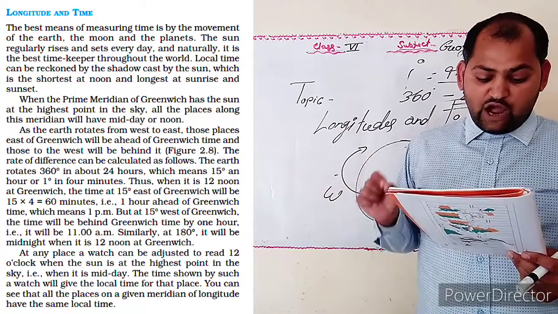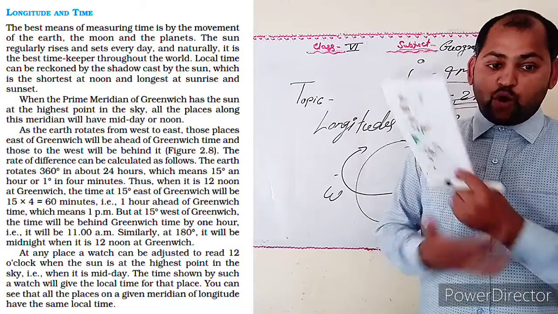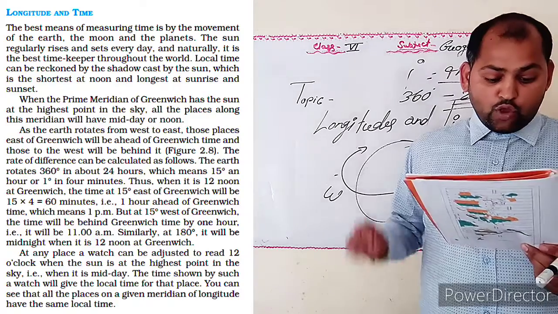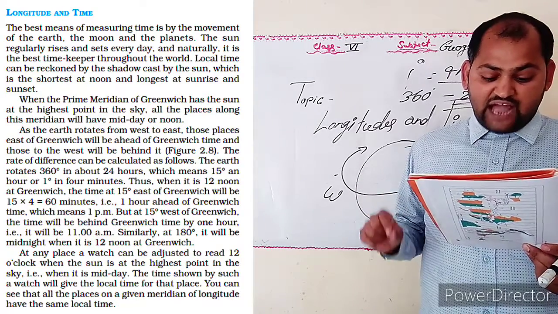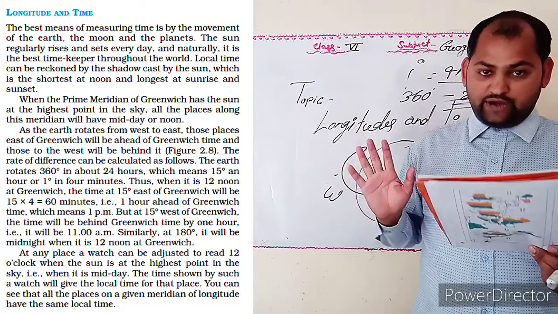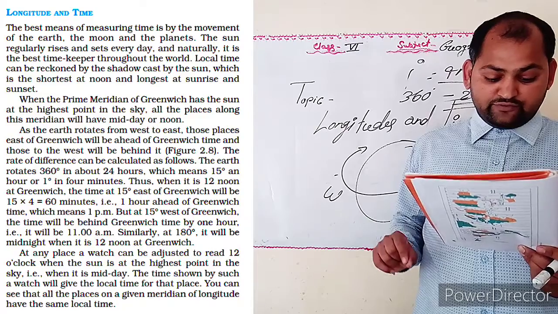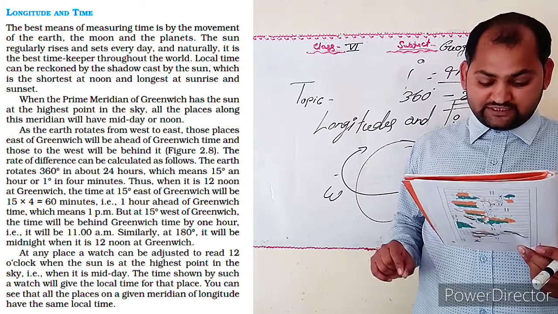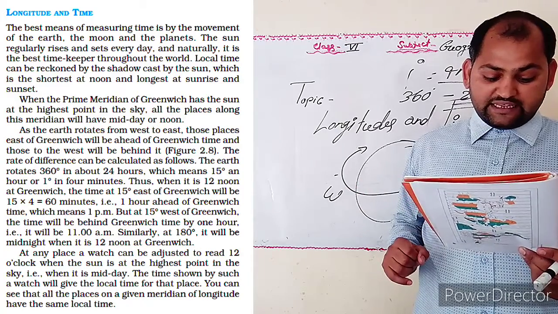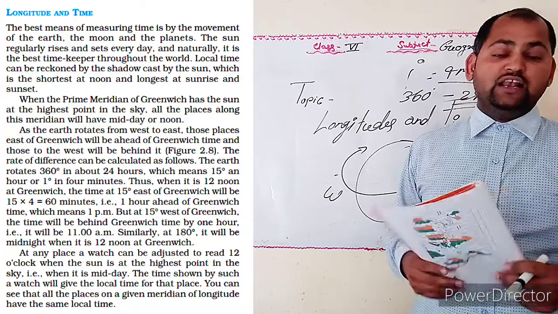At any place, a watch can be adjusted to read 12 o'clock when the sun is at the highest point in the sky, at midday. The time shown by such a watch will give the local time for that place. You can see that all the places on a given meridian of longitude have the same local time.